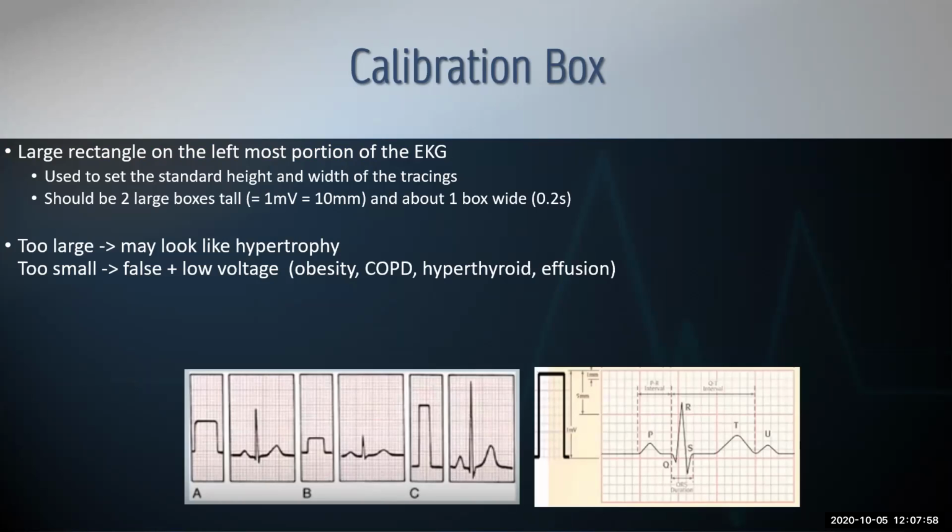Typically, it's going to be changed incidentally by an ECG tech. But if you have a very high calibration box, then you can make it look as though someone has left ventricular or right ventricular hypertrophy. Versus if you decrease that box from two large boxes, I should say, to one large box, then everyone will look like they have low voltage.